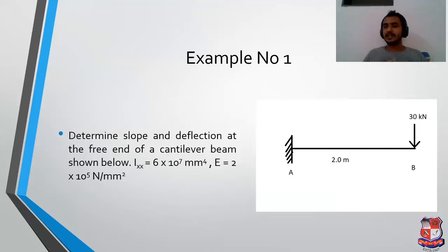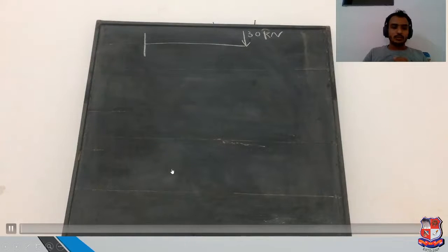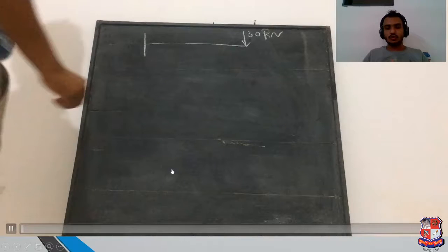So shall we start the examples? First example: you can see there is a cantilever beam with a point load at the free end of 30 kN, 2 meter length. Read the question. Determine slope and deflection at the free end of the cantilever beam shown below. E and I are given to you; you have to find I and E in your example. That is the first example. Let's see. There is a video, just watch it and try to solve it.